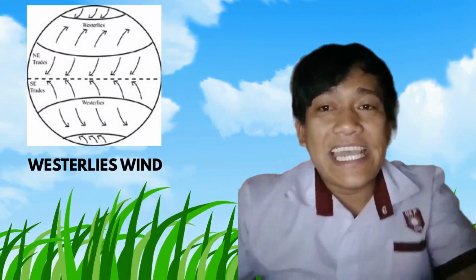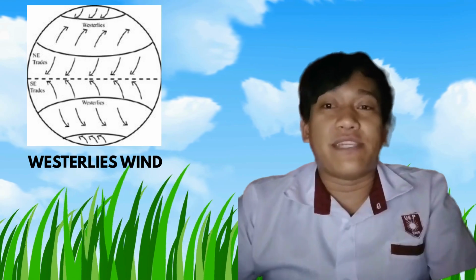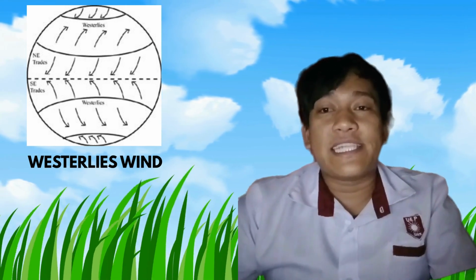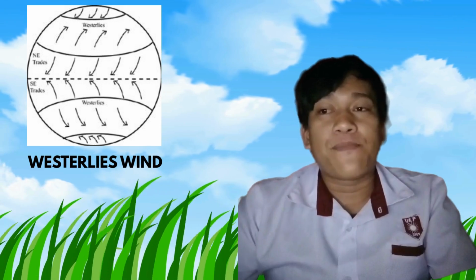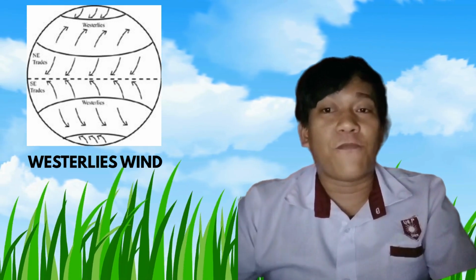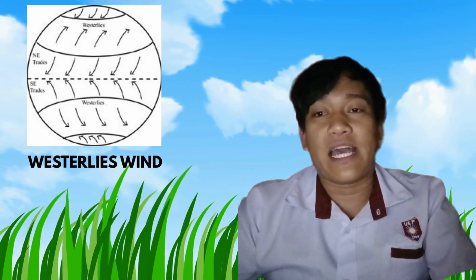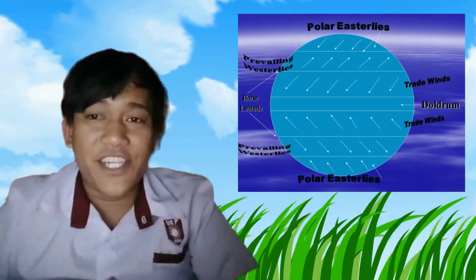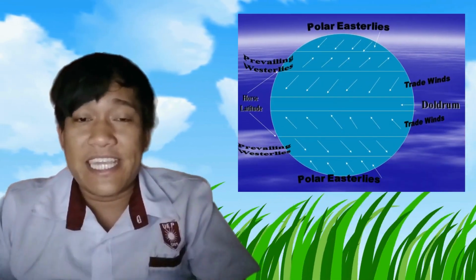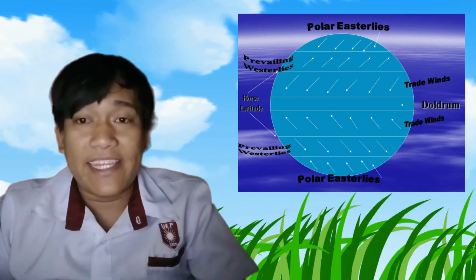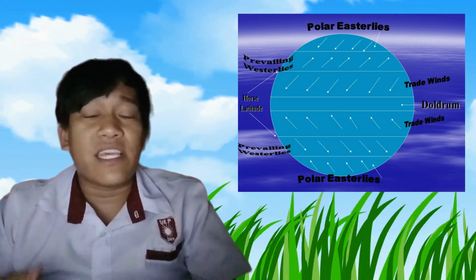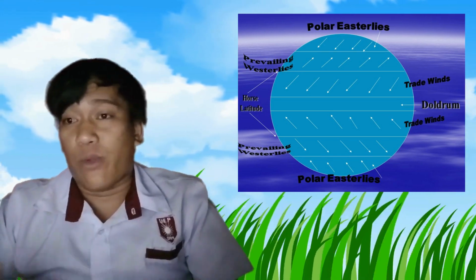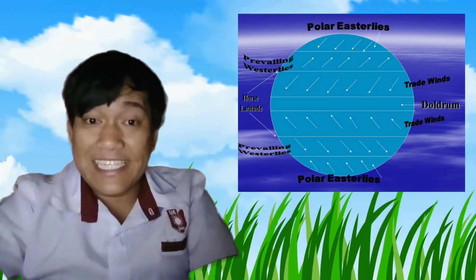And second is the westerlies. Between 30 degrees and 60 degrees latitude, the westerlies blow from the west and move toward the poles. These winds control much of the weather in North America and Europe. And third is the polar easterlies, between 60 degrees and 90 degrees latitude. At the poles, cold air sinks and moves back toward the equator as the polar easterlies.